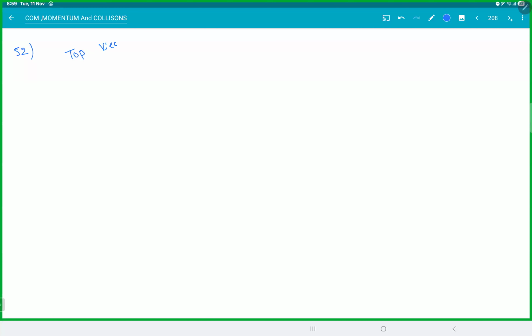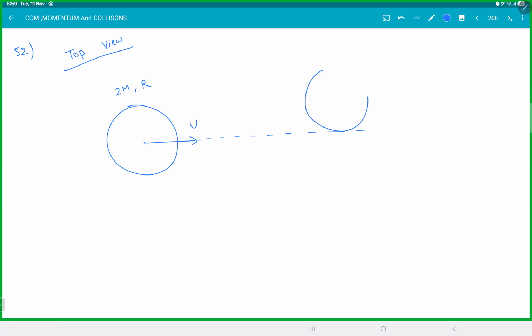Next thing. Top view. So it's like your carom board. So we have a coin here. Striker, mass is 2m and radius is r. So this is going horizontally. Here we have two coins. This mass is m, radius is also r, mass m and radius r. So this velocity is exactly like this. e is the coefficient of restitution.